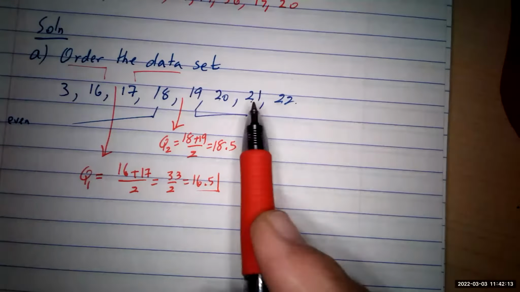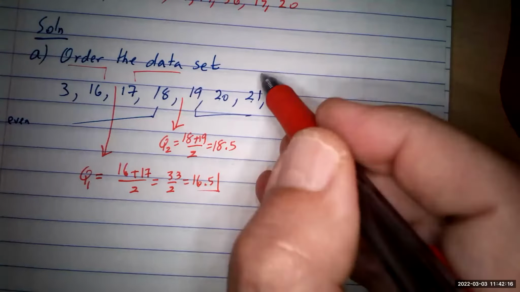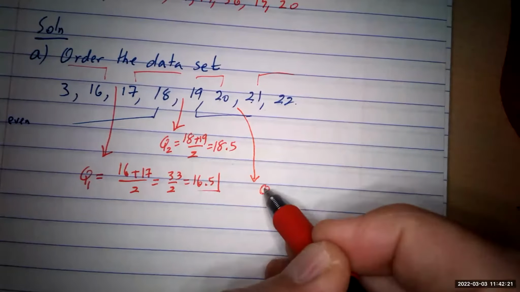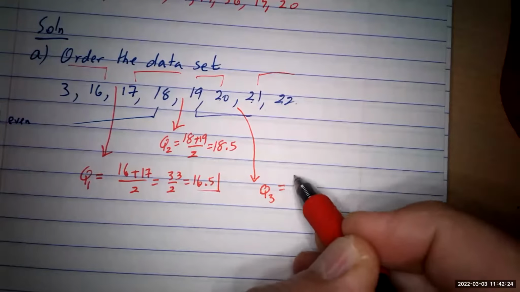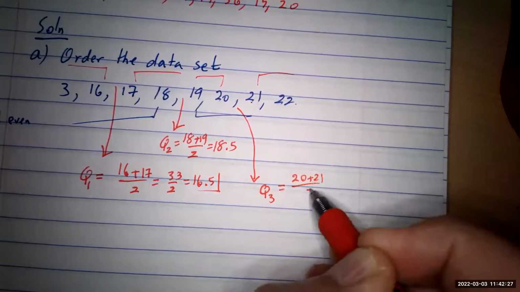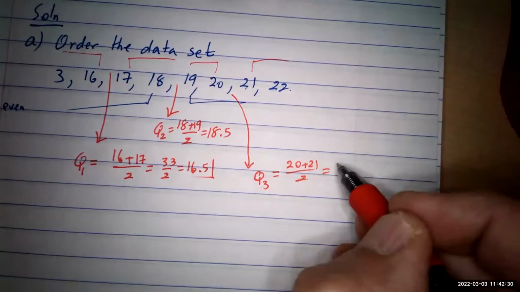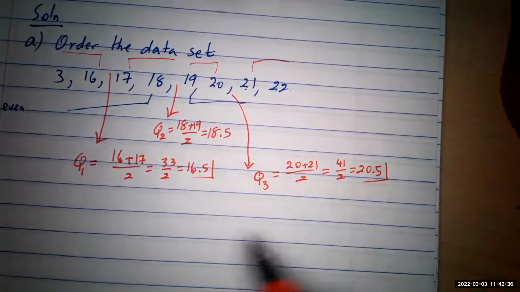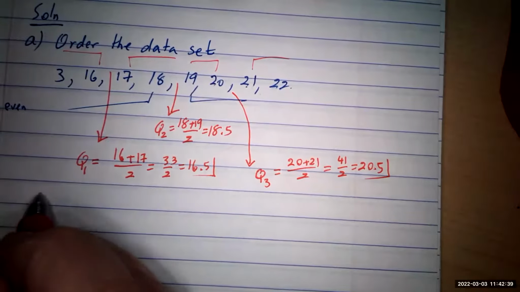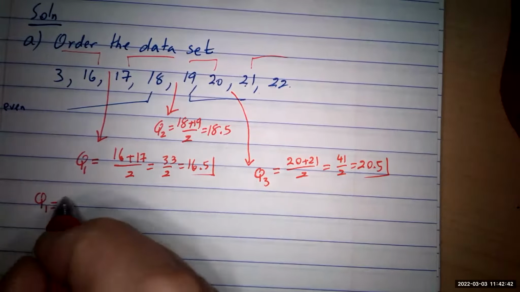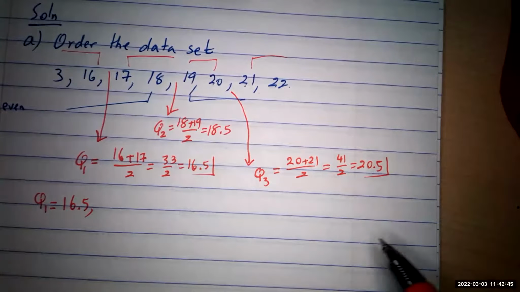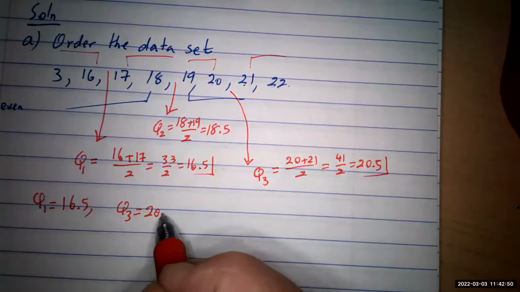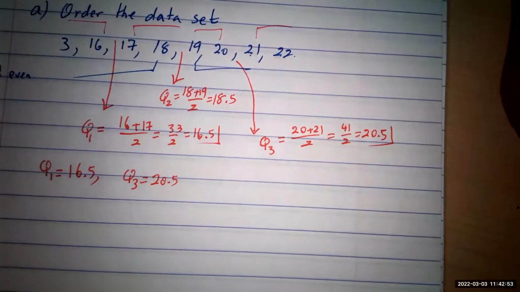You can do that. So to the right, 1, 2, 1, 2. That gives you Q3, which is going to be 20 plus 21 divided by 2, that would be 41 over 2, which is 20.5. So that's it. You have your Q1, which is equal to 16.5, and Q3, which is equal to 20.5. You don't need the Q2. Any question?